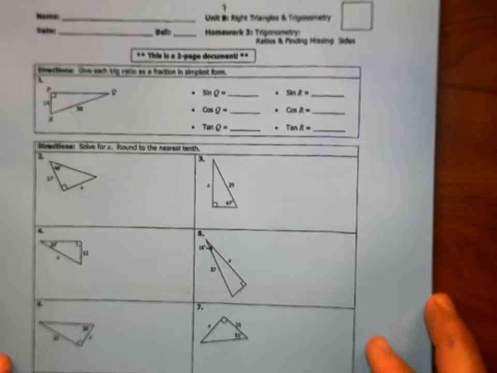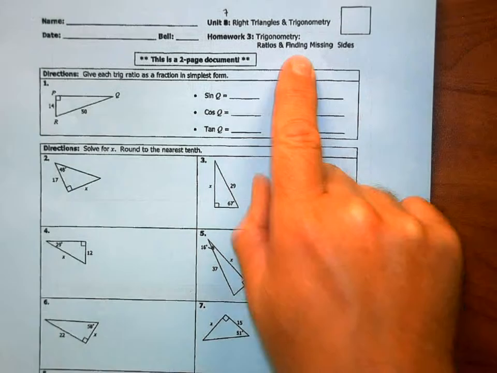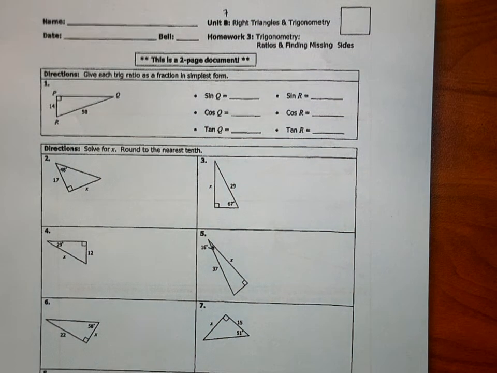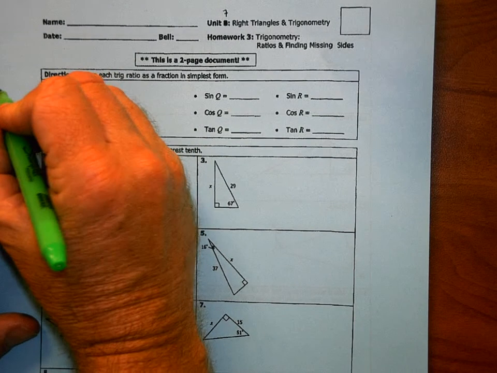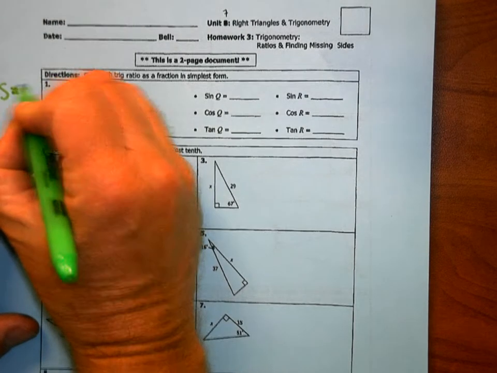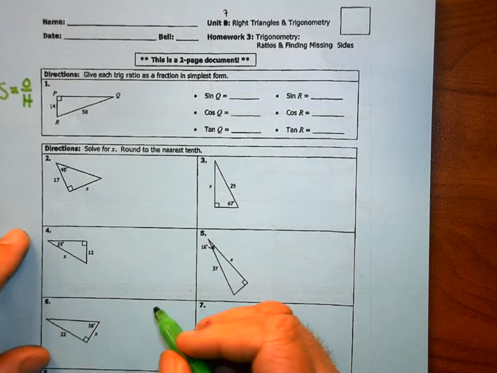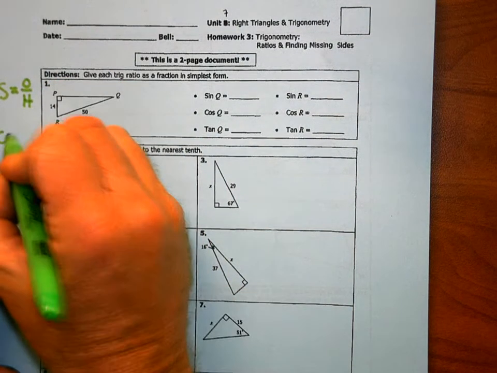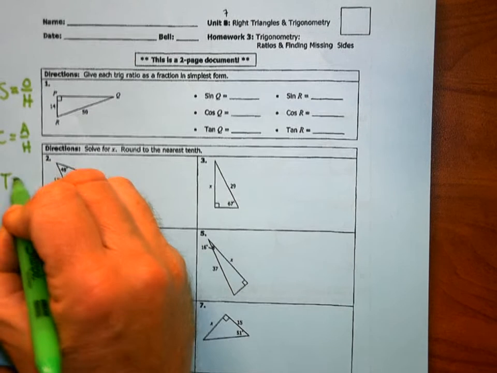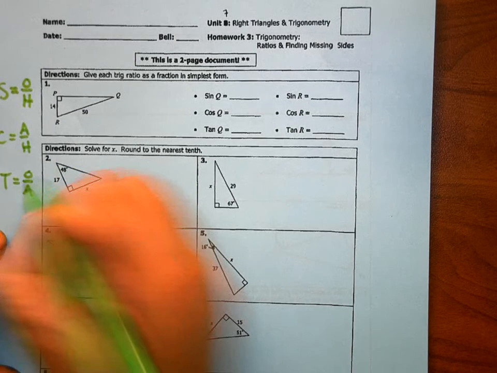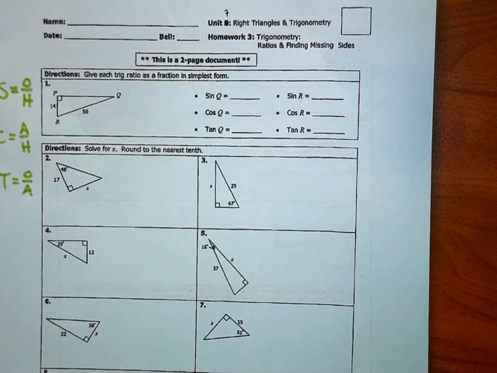Let's get going. What we're going to be doing is incorporating the idea of trigonometry, the ratios, and we're going to be finding the missing sides. In most of the problems, we're going to be referring to the fact that the sine is equal to the opposite leg over the hypotenuse. The cosine is equal to the adjacent leg over the hypotenuse, and the tangent is equal to the opposite leg over the adjacent leg. Okay, so in number 1, it says give each trig ratio as a fraction in simplest terms.